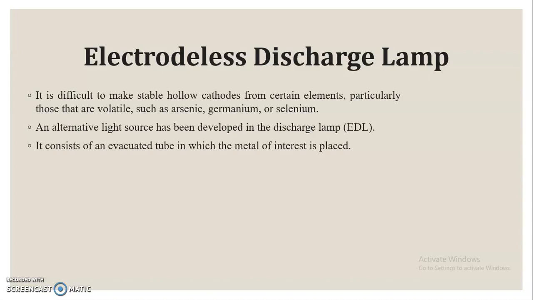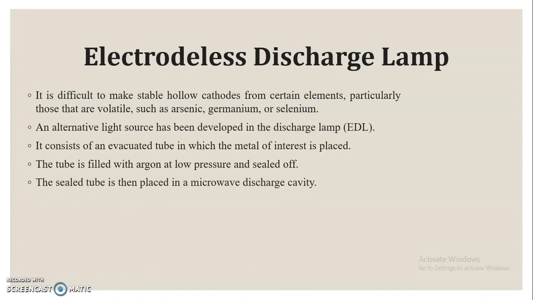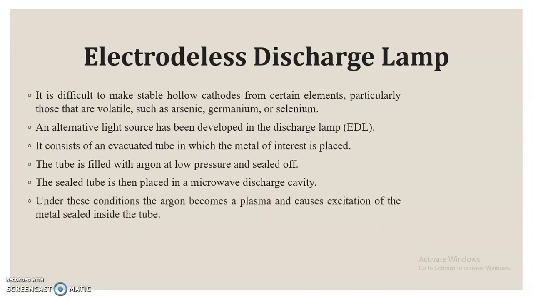Metal of interest means what? The element or the metal that is to be determined is placed in that particular evacuated tube. The tube is filled with argon at low pressure and sealed off. The sealed tube is then placed in a microwave discharge cavity, and under these conditions argon becomes a plasma and it causes the excitation of the metal that is sealed in the tube. In this way, this electrode-less discharge lamp will work.